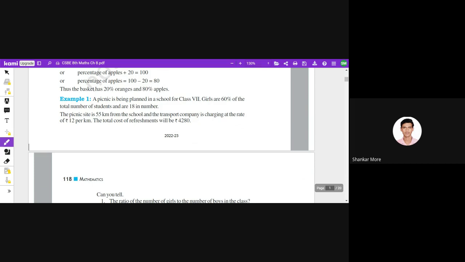Or is it 7th? Yeah, it's 7th, I guess. So girls are 60% of the total number of students and are 18 in number. The picnic site is 55 kilometers away from the school, and the transport company is charging at the rate of 12 rupees per kilometer.